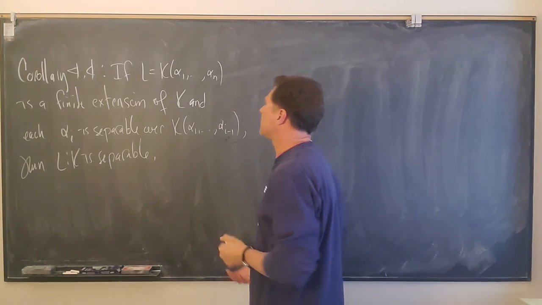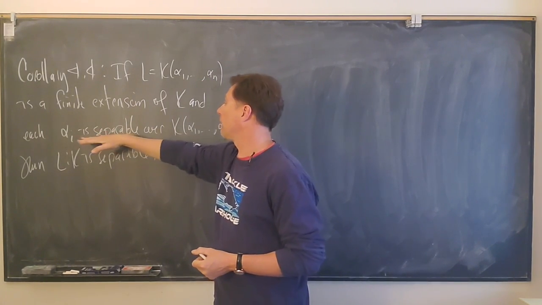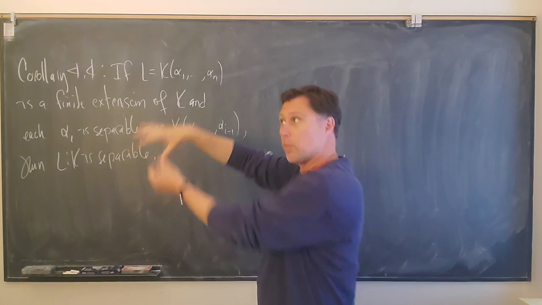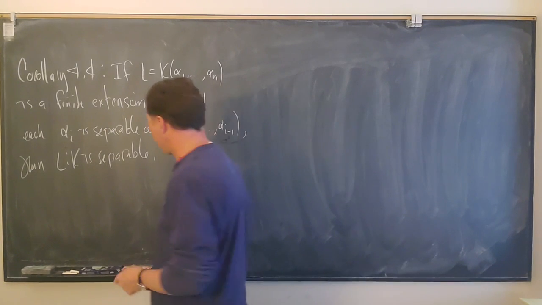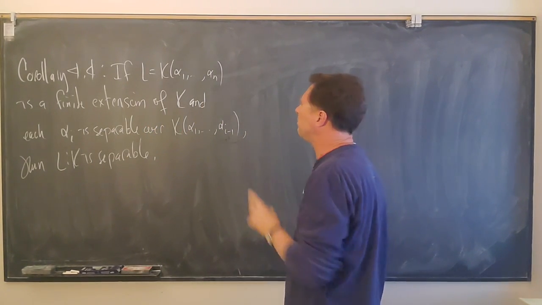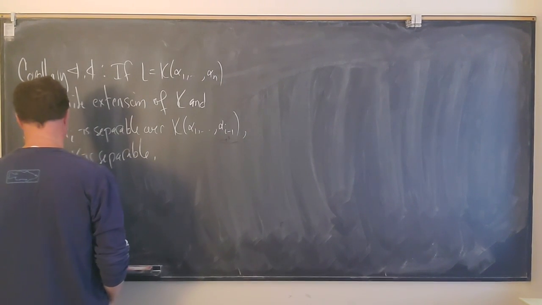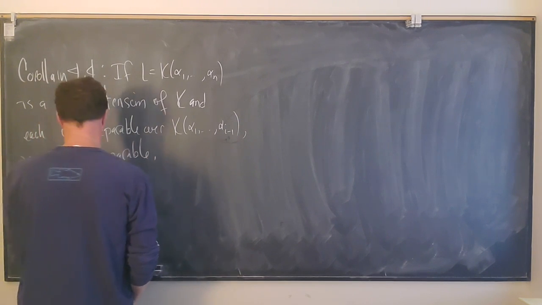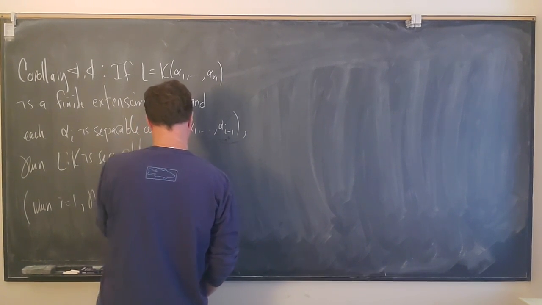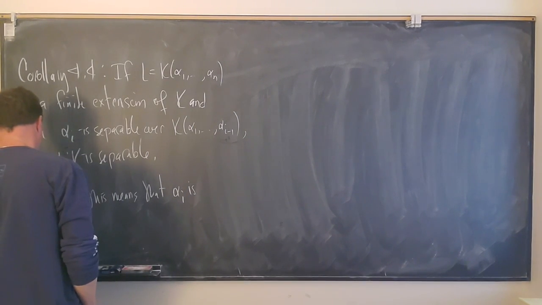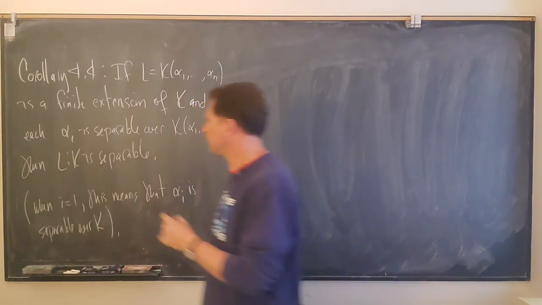So in some sense, what is this saying? If you can build L one adjoinment at a time using separable elements, separable over the previous adjoinment, then the overall extension is separable. Now, one thing to notice: what does that mean when I equals 1? When I equals 1, this means that alpha I is separable over K. So that's our notation here.